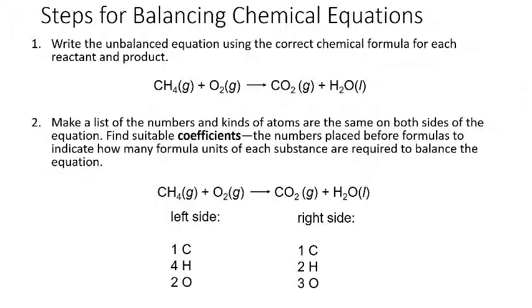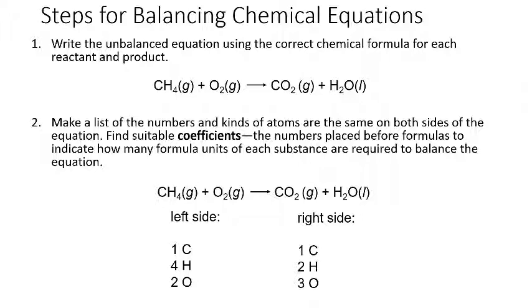So let's see how we're actually going to go through the process of balancing a chemical equation. We have a set of three individual steps here to make sure that we systematically go through and solve these problems correctly. The first is to write the unbalanced equation using the correct chemical formula for each reactant and product. Here we're going to be going through a reaction between CH4, which is methane, plus O2, which is diatomic oxygen gas, to yield the products of CO2, which is carbon dioxide gas, plus H2O, which is liquid water. So step one is just writing that unbalanced equation.